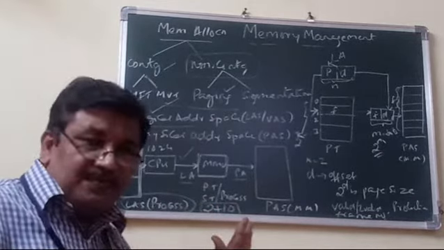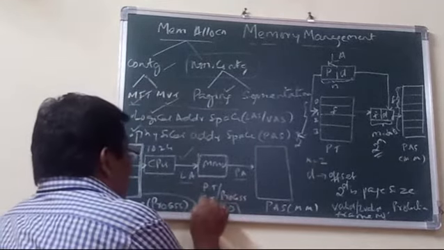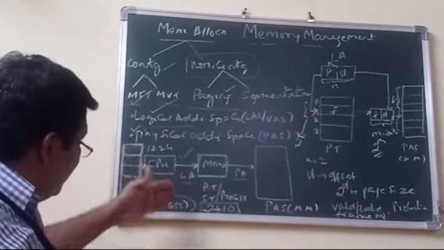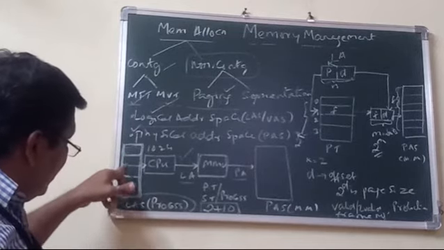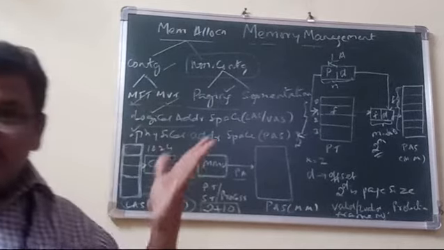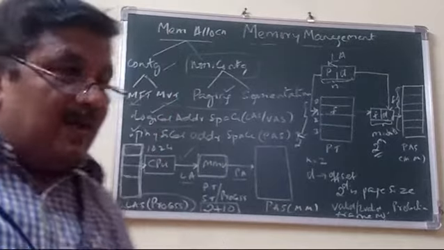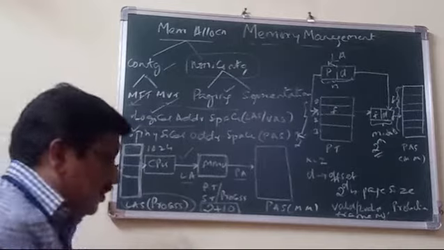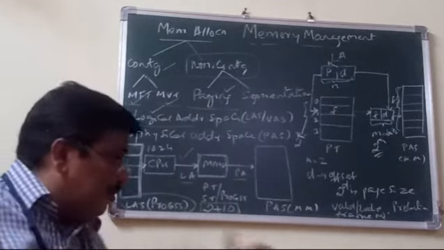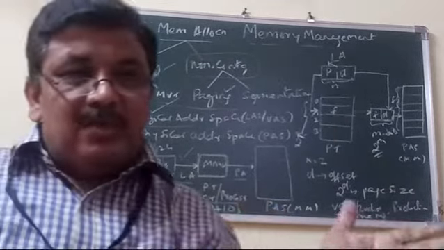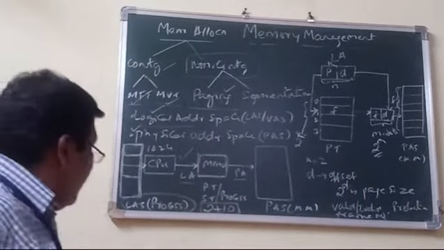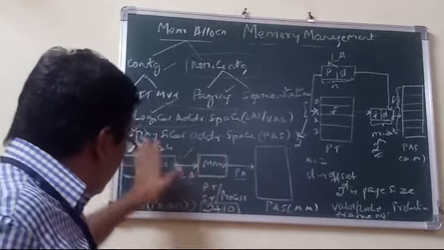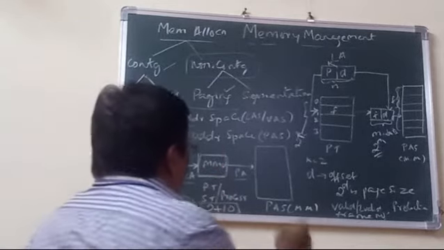Is that clear? Next. In general, suppose you have k bits reserved for the page number and n bits reserved for the offset. Then the total number of bits in the logical address is k plus n. So this is what it is.